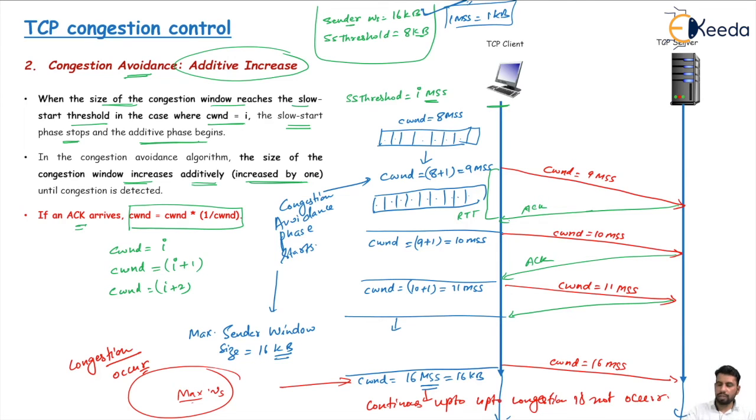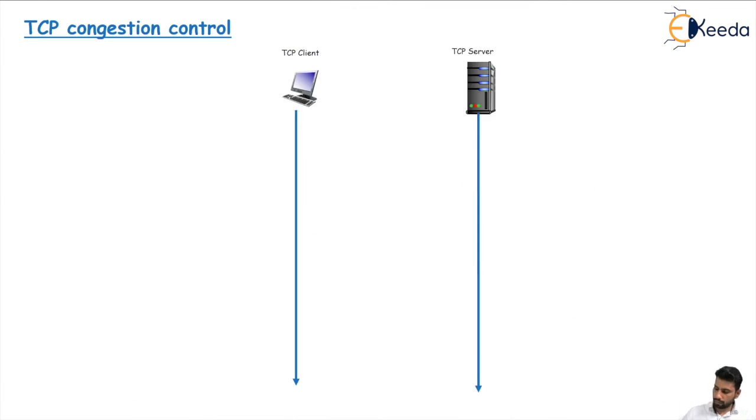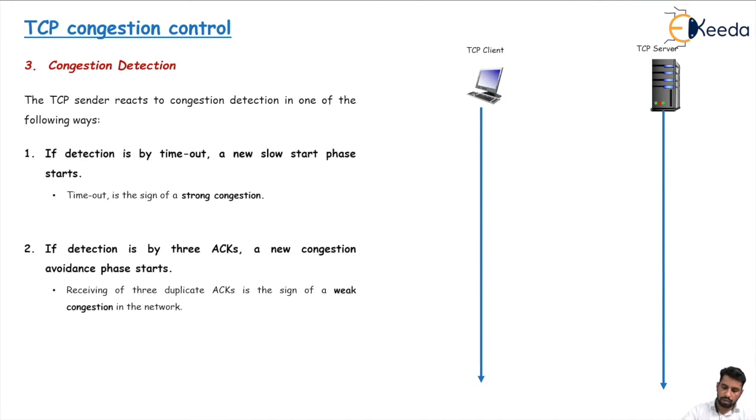This phase is called the next phase, and in the next phase we go for congestion detection. Let's go for the next phase, that is the congestion detection phase. The third phase is called the congestion detection phase. The TCP sender reacts to congestion detection in one of two ways.